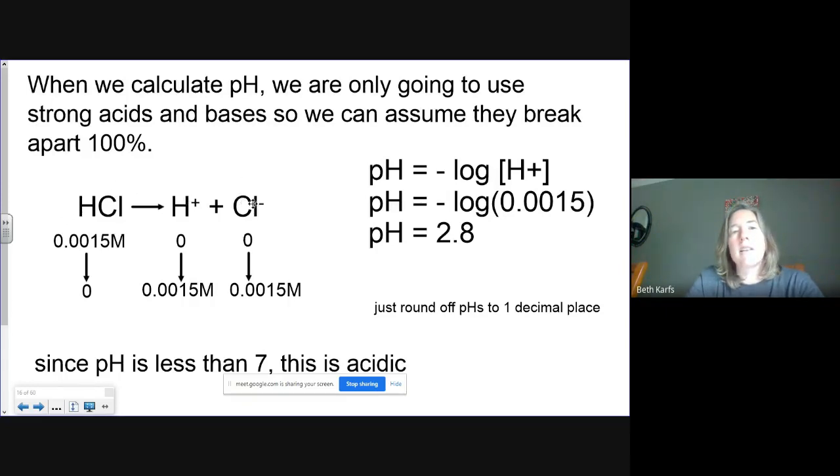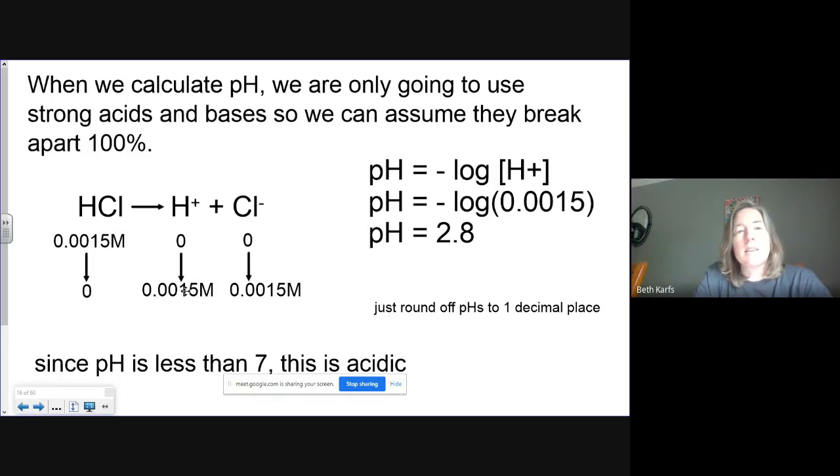You practiced this last time where you took acids and broke them apart and you took bases and broke them apart. So when we're saying it breaks apart completely, what that means is if I said I'm going to give you a 0.0015 molar solution of HCl, we can assume all of those moles are going to break apart. So that goes to 0. And then where I didn't have ions before, now I'm going to get them all. So I get 0.0015 molar. And then I'll get the same for the chloride ion.